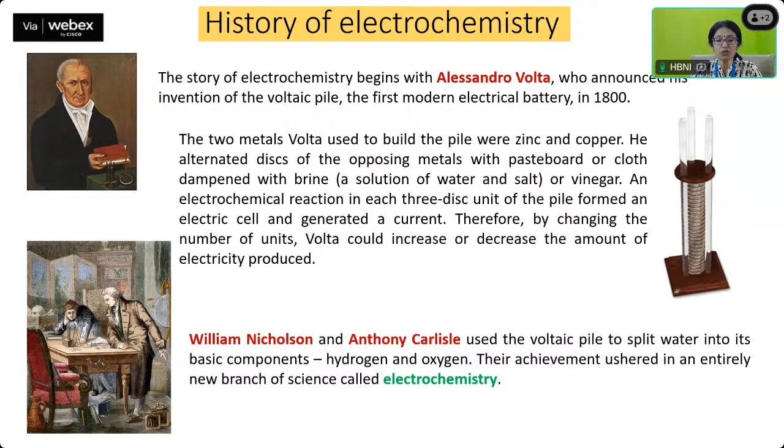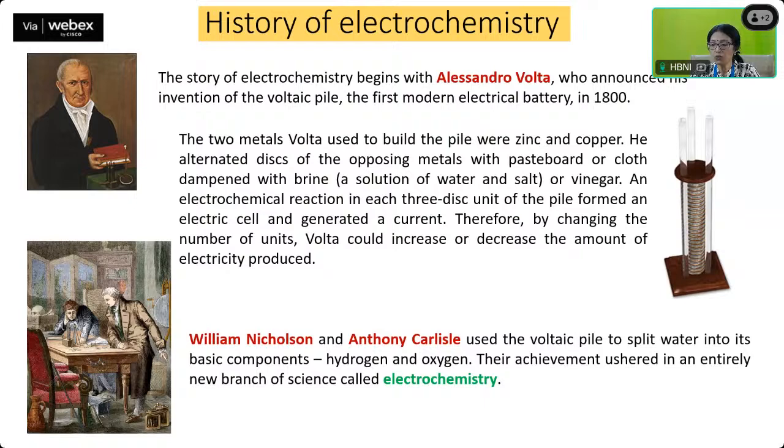As we are talking about electrochemistry, when we are talking about energy storage, we talk a lot about these different storage systems, and generally about electrochemistry. So let's talk a little bit about the history of electrochemistry. This entire story began with Alexander Volta, and he announced his invention of the voltaic pile, which was the first modern electrical battery, way back in the 1800s.